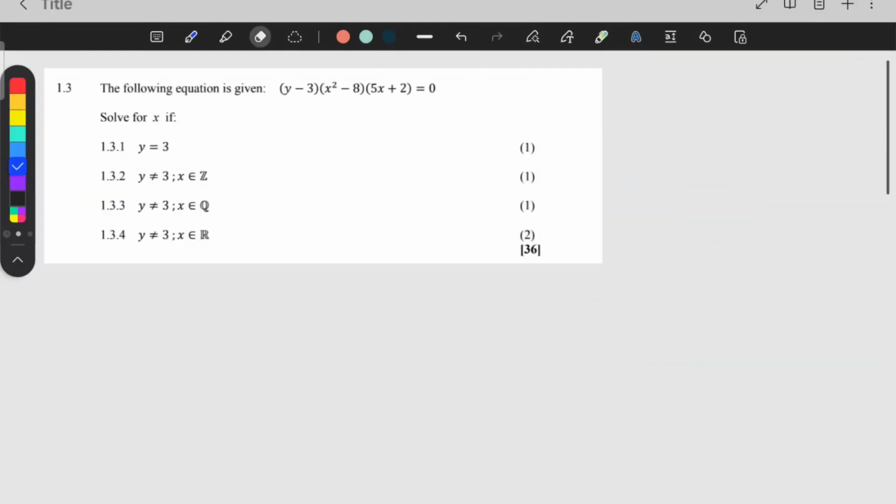Let's look at the next question. Question 1.3 says the following equation is given. So they give you this one equation and they say you must solve for x. So this is not a simultaneous equation. So we're going to solve for x if y is 3. So I'm going to take this equation and I'm going to make that y 3. So let's write that down. So y is 3.